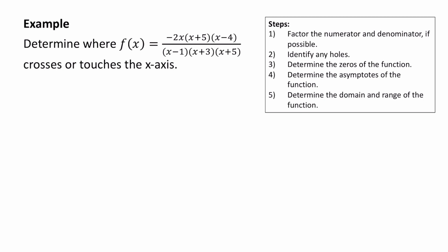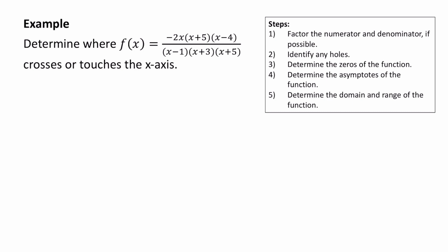So let's determine where f(x) = -2(x + 5)(x - 4) / ((x - 1)(x + 3)(x + 5)) crosses or touches the x-axis. So you always want to start off by factoring the numerator and denominator. Well, in this case, the problem's already factored for you.